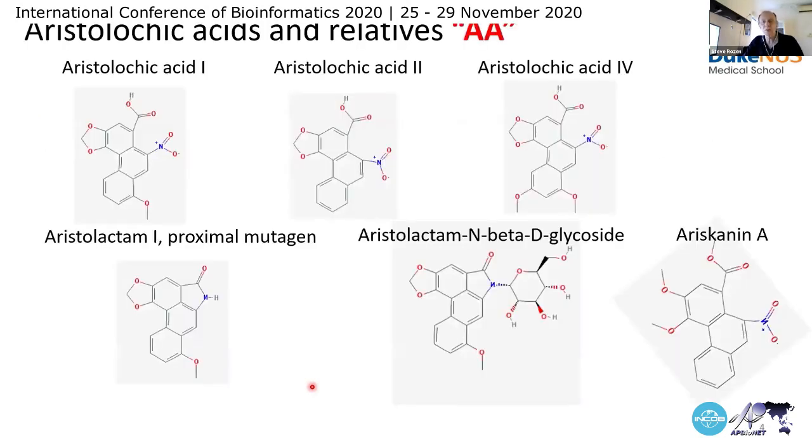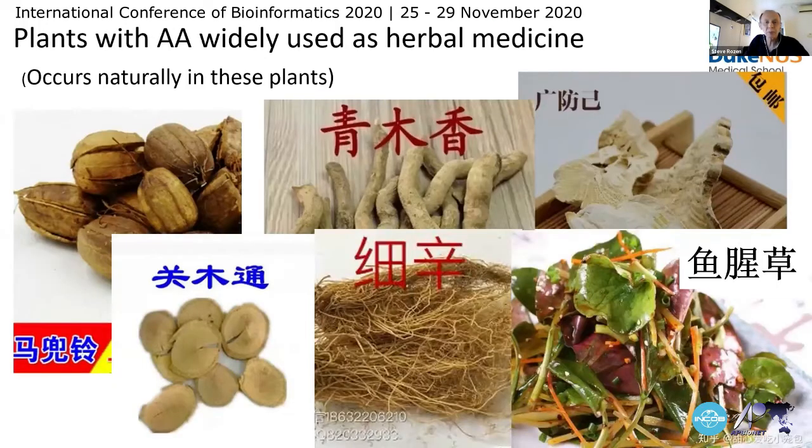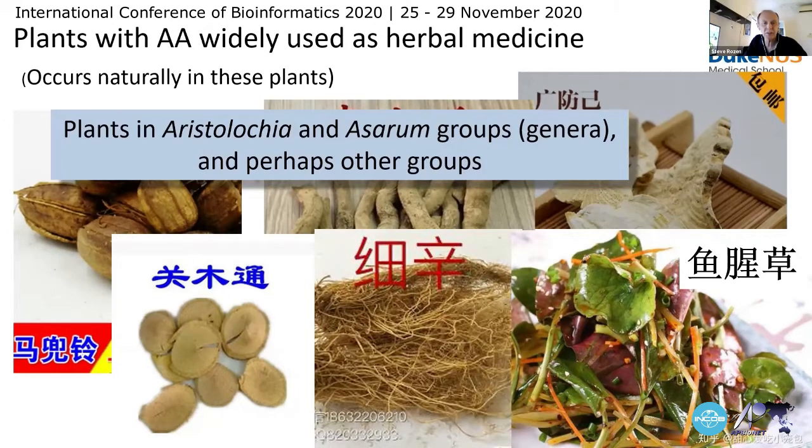So what are mutational signatures and what are they good for? We're going to be using the example of Aristolochic acids and their relatives, which we're going to just collectively call AA. It's a family of chemicals that are related. We're going to call them all AA. Plants with AA are widely used as herbal medicine. The AA occurs naturally in the plants. So here are some examples. These are all from Chinese medicine.